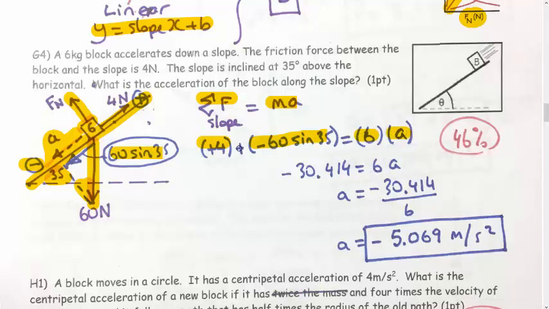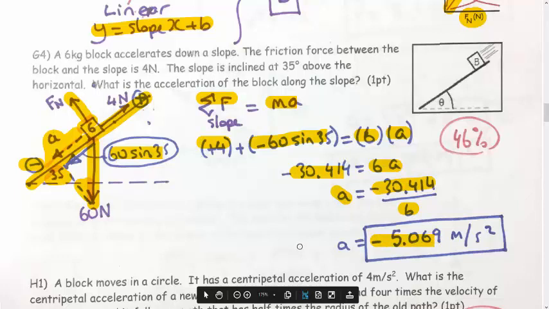And so I say, oh, this is just math. It comes out to be minus 30.414 equals 6a. So a is equal to minus 30.414 over 6, which is that. Sometimes, so let's point this out. This is telling me I have a negative acceleration.